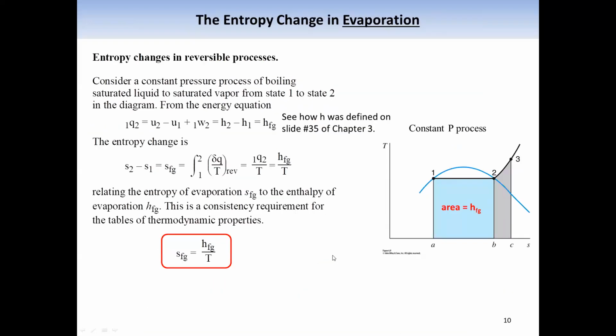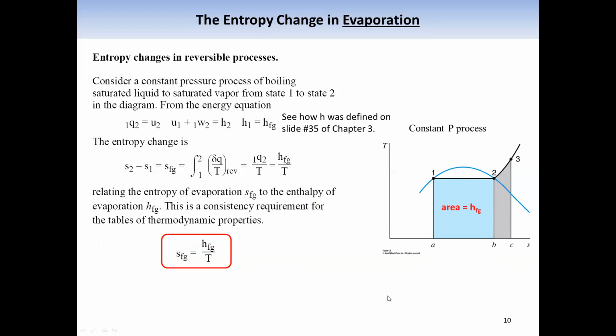And now let's look at the evaporation process. On the TS diagram, we know there's a phase envelope, and the evaporation means we have a system involving saturated liquid evaporating to saturated vapor, and it's an isothermal process. So the area under this horizontal line represents the heat transfer, and also the enthalpy change.